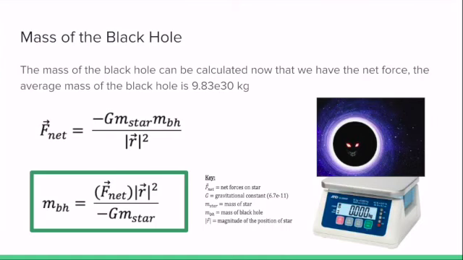As seen in the code, the mass of the black hole can now be calculated so that we have the net force, and the average mass of the black hole is 9.83 times 10 to the 30 kilograms. And we can rearrange the net force equation to solve for the mass of the black hole.